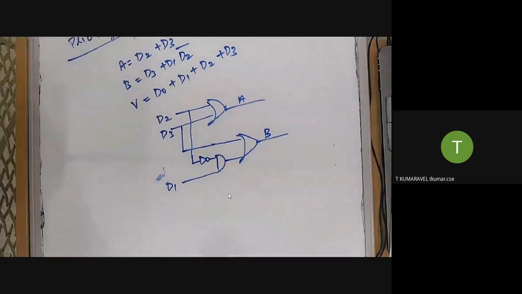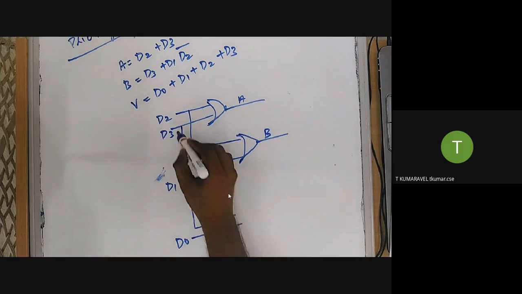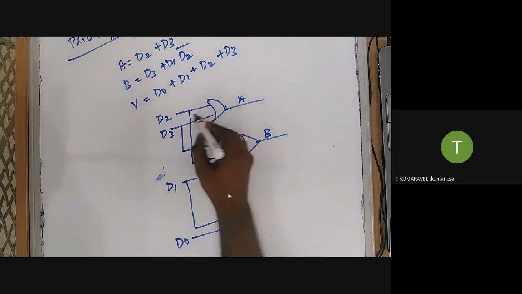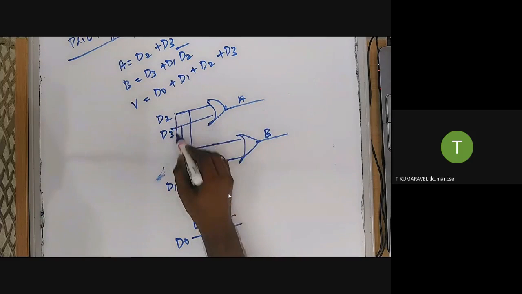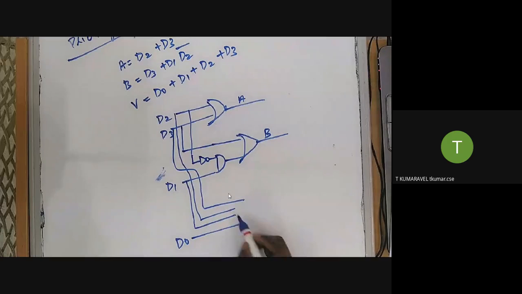What about V? D0 is given. D1 is given. What about the next? D2 and D3. Okay. So this is the circuit diagram for B. This is the circuit diagram for V.